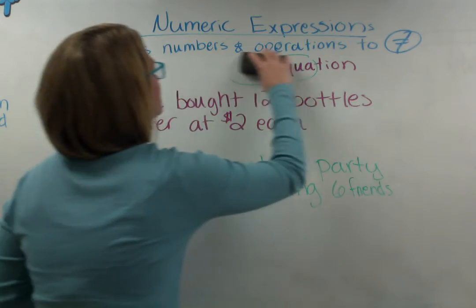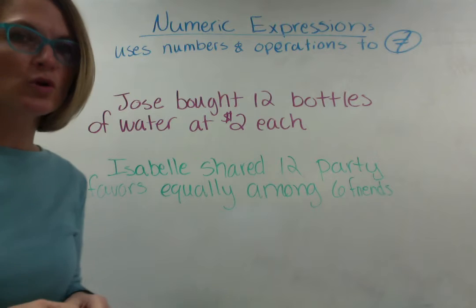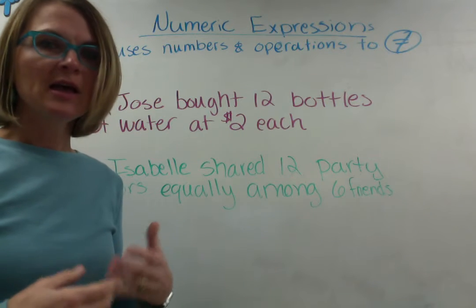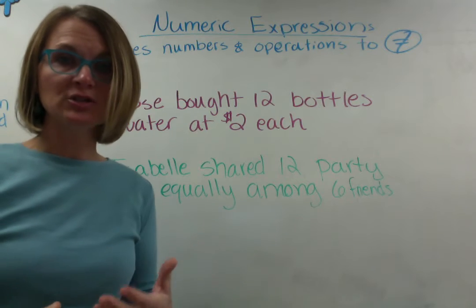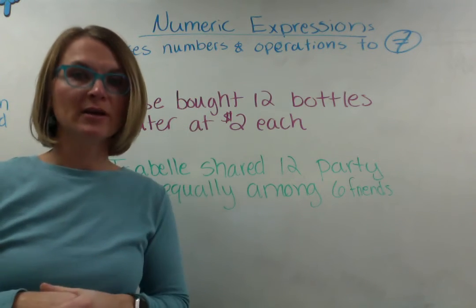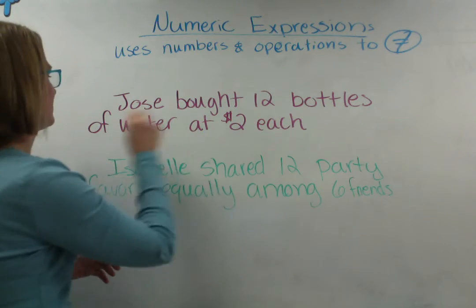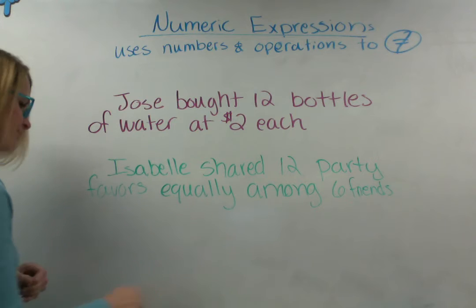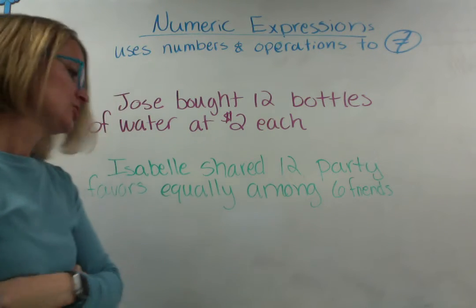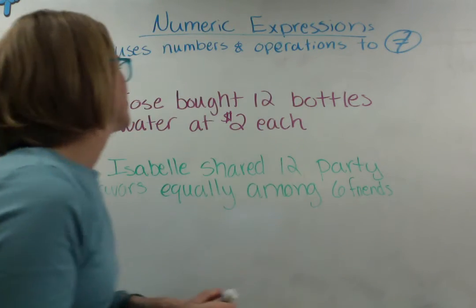Let's look at how to figure out what a numeric expression is from a word problem, because this is the important thing. If you come across a situation and you have to figure something out, what is the operation you use? Basically what you're doing in your head is figuring out the numeric expression. Jose bought 12 bottles of water at $2 each. Normally it would ask how many bottles he has, or we're assuming that's the question, but we don't need to solve it. We just need to write what the expression would be.